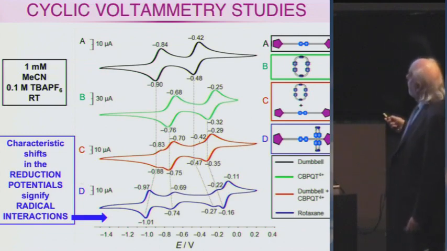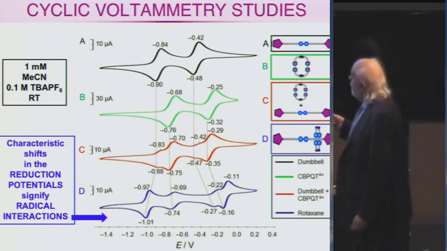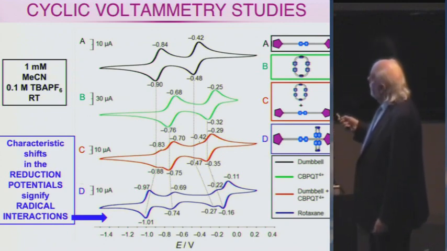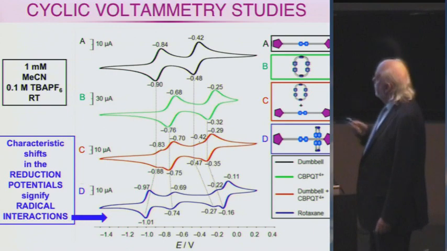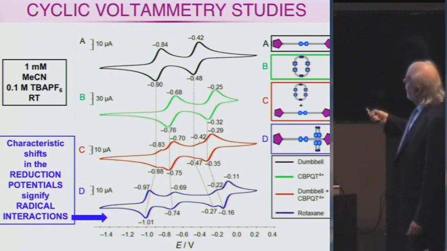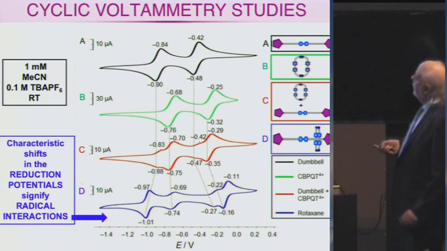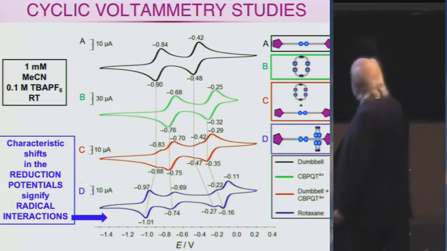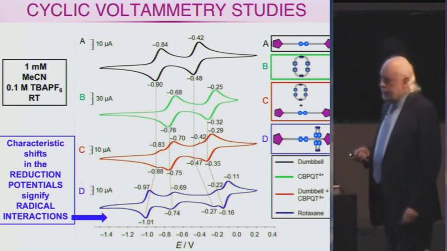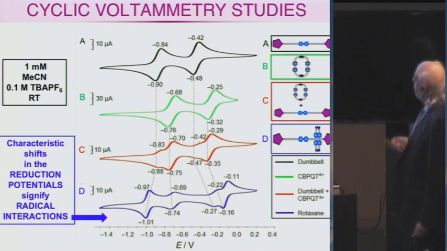And here you see the black trace relates to just the dumbbell component on its own, the green one to the blue box on its own. And so the difference here is, of course, that we have single electrons going in the reduction at these two points, whereas we have two electrons simultaneously going in at these points. If you take the black and the green and you effectively just add them together like this, you get this red curve. And you'll notice that the actual experimental result for the rotaxane is quite different.